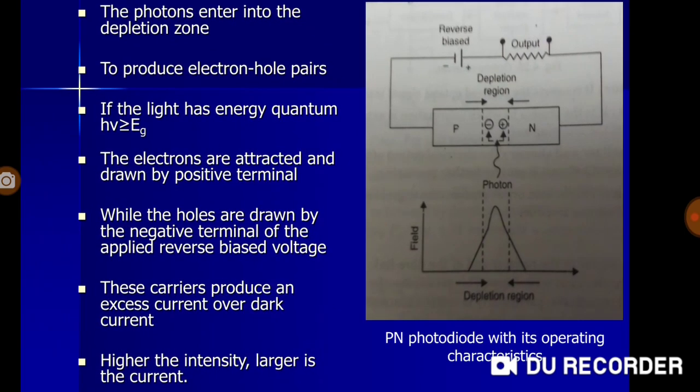The photons enter into the depletion zone, that is shown in the figure over here. The photons are entering into the depletion zone to produce electron hole pairs. If the light has energy quantum h nu greater than Eg, the forbidden gap energy, the electrons are attracted and drawn by the positive terminal, while the holes are drawn by the negative terminal of the applied reverse biased voltage. These carriers produce an excess current over dark current. Higher the intensity, larger is the current.